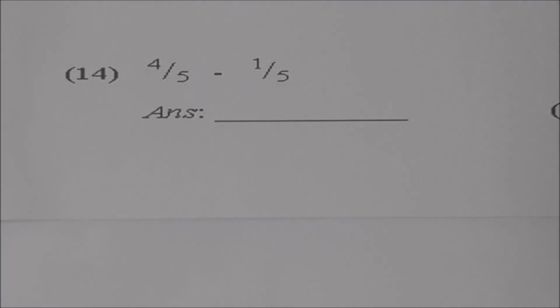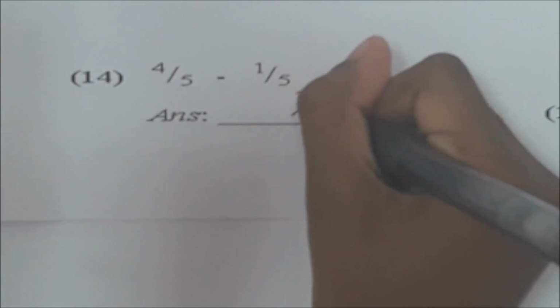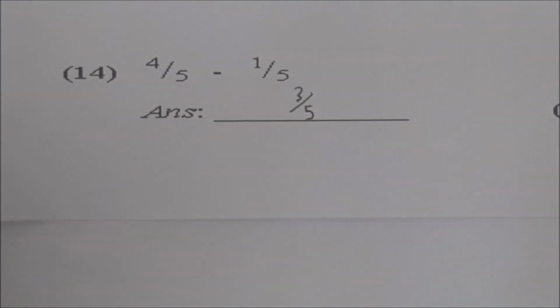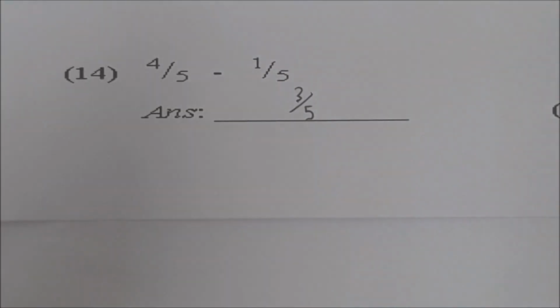You should have an answer by now, straightforward. Sky, what's the answer? 3 over 5. Write it. The answer is 3 fifths. Where did you get the 3? 4 take away 1 on the top, and then you put it all over 5. So the answer is 3/5.